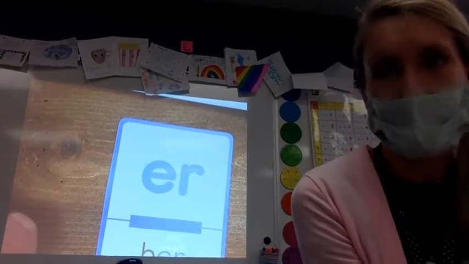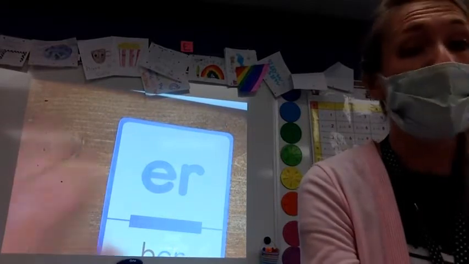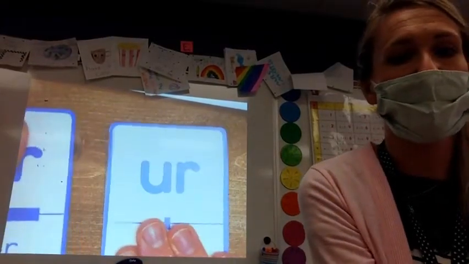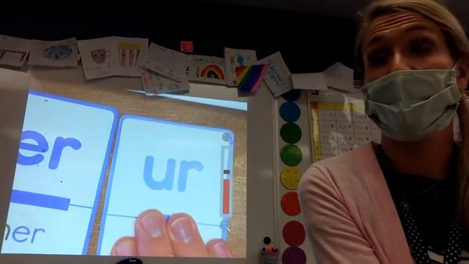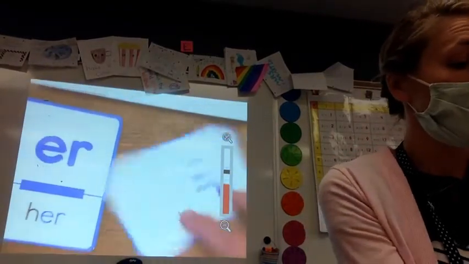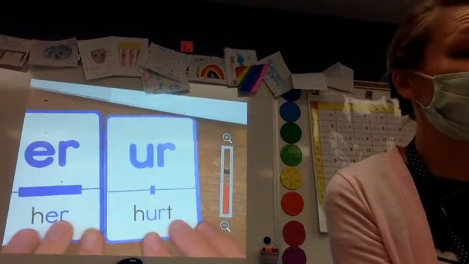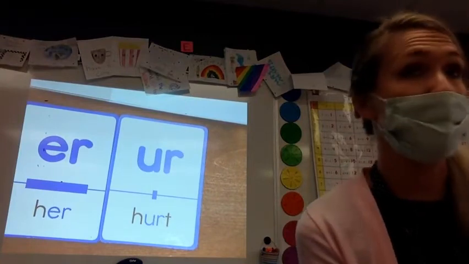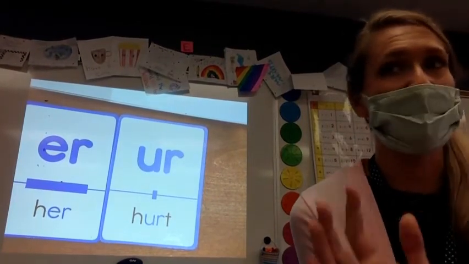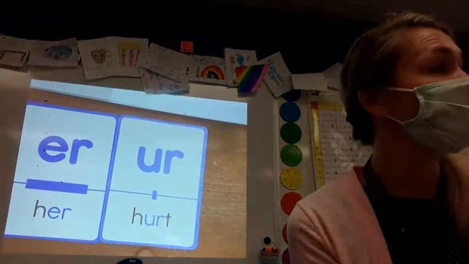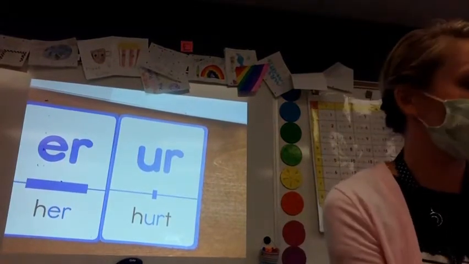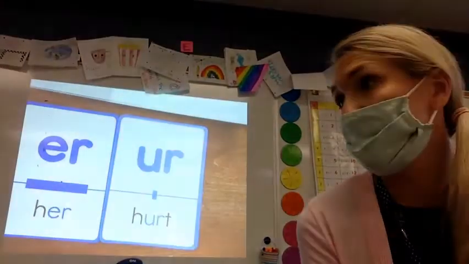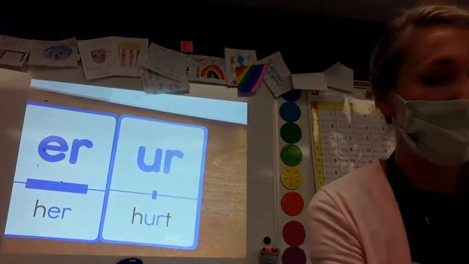But are there going to be other ways? Yes. For example, today we're going to go over this one, like in the word hurt. Now, look at the power bar on this one. What do we learn about this one? It's not nearly as common, is it? We're going to see the UR saying that sound, but it's not going to be nearly as common as seeing the ER say it.